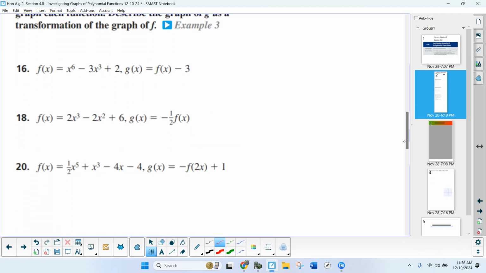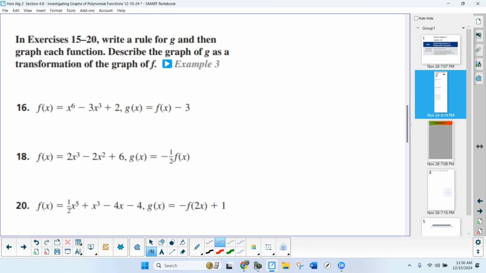And then this group, it did say, be careful. It said write a rule. That means write the equation and describe the transformations. So it tells you it's down 3, but then you had to take this equation and write down 3. So subtract 3 from the end and simplify it, and so on. Any questions on any of these? Okay.